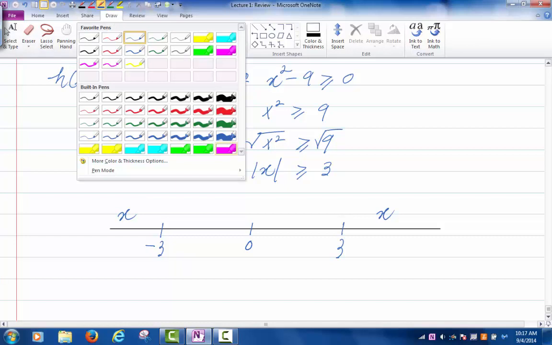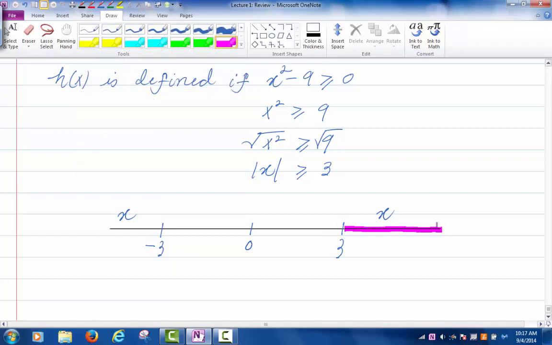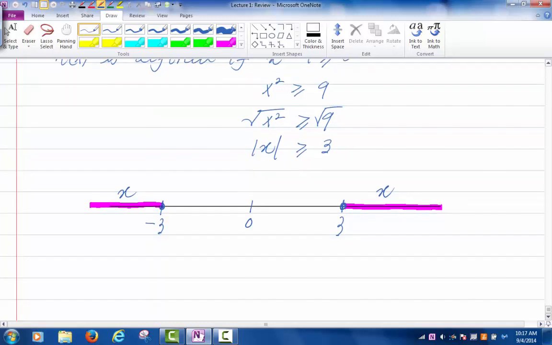So x could be only here or here, okay? And do we include 3 and negative 3? Yes. And so the domain is what then? The domain of h is everything from negative infinity to negative 3, union 3 to infinity. Okay. Is everybody doing okay with that?